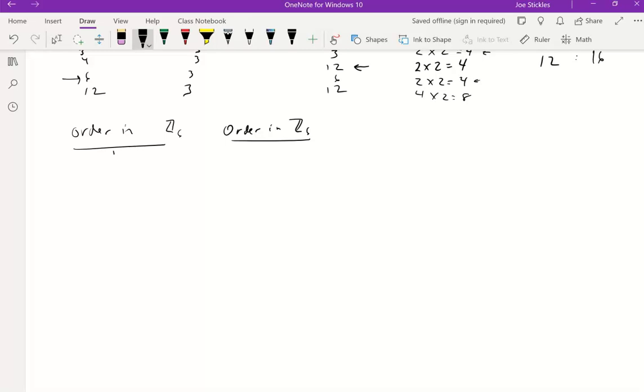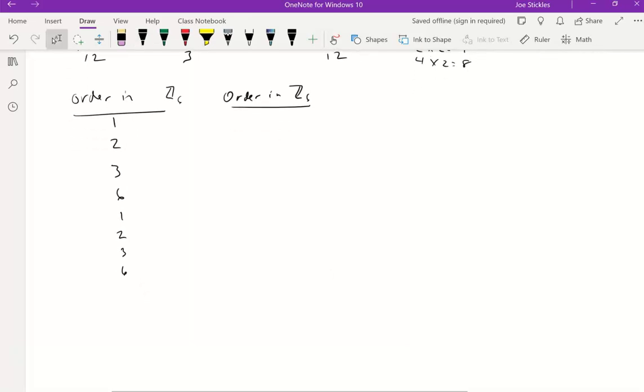Good. 1, 2, 3, 6. And I got to pair it with any of the other elements. So I actually have to do this. This gets a little long, but that's okay. Now let's do it this way.